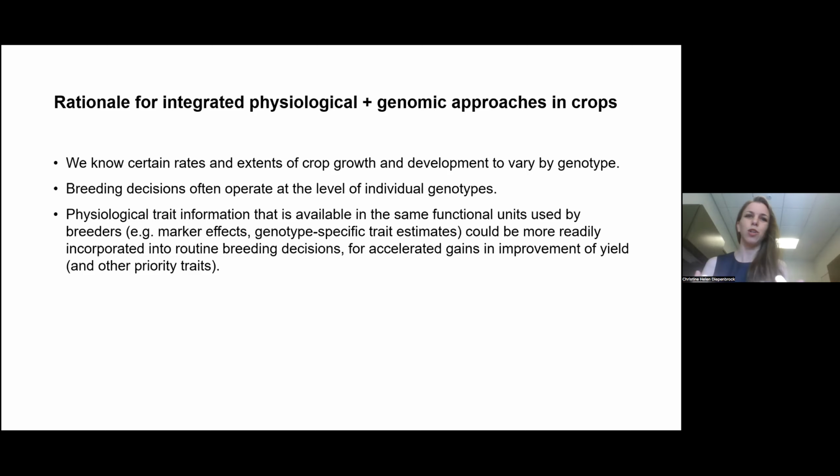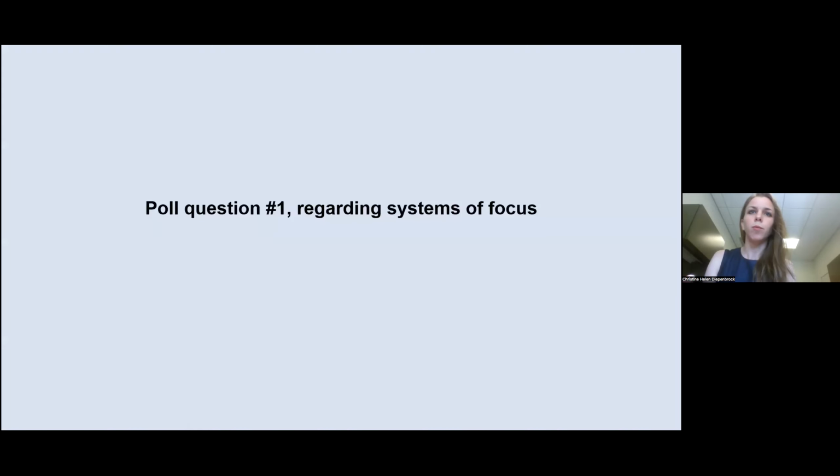We don't just integrate physiological traits for the sake of it, but rather because they have really important relationships to, and to some extent are underlying, our final priority traits. So they are kind of means to an end, but they can really give us important information, as I hope to convey today.